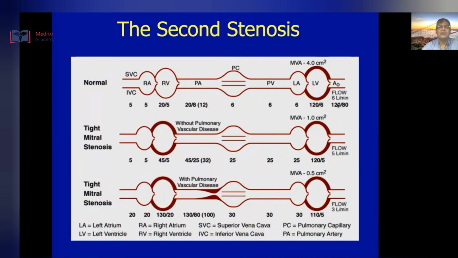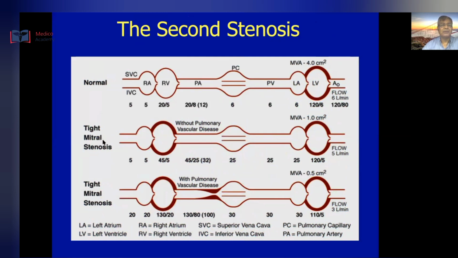There is a phenomenon which is called the second stenosis, and this is typically seen in patients who develop severe mitral stenosis. If you look at the pressures in a normal patient, the pressures here are 5 or so in the diastole, in the RA, RV, and in the PA, a maximum of 8. And the same diastolic pressures are almost there on the left side of the heart.